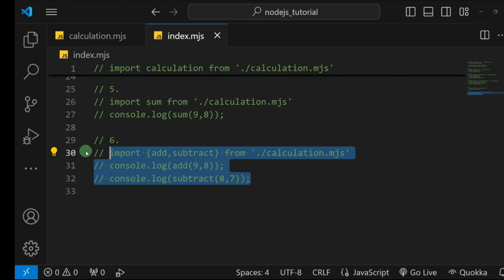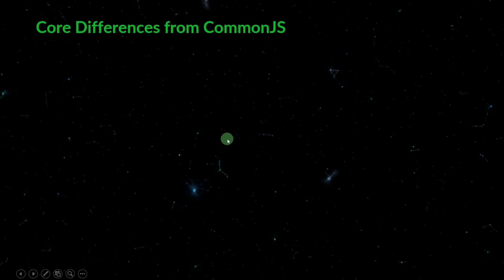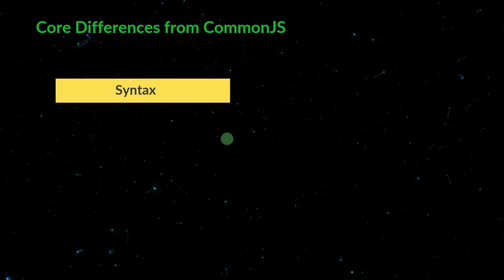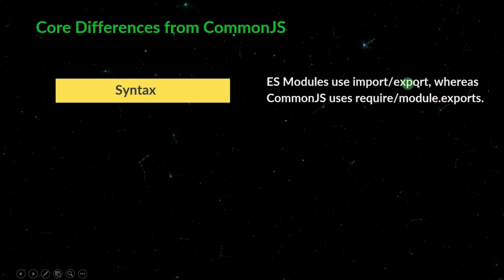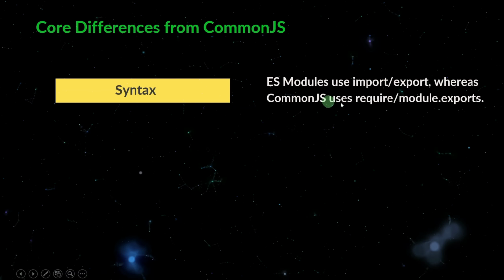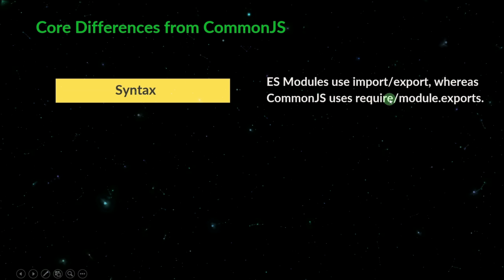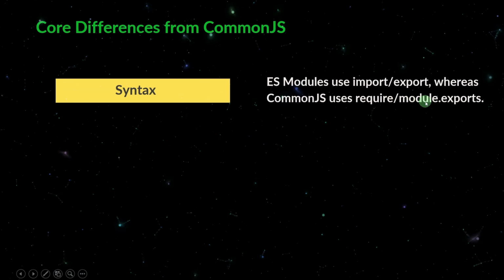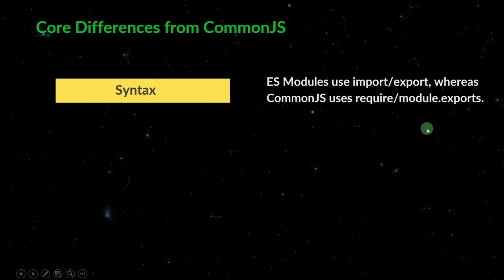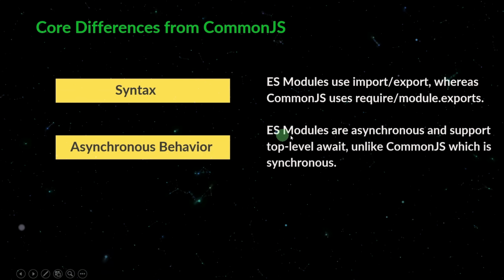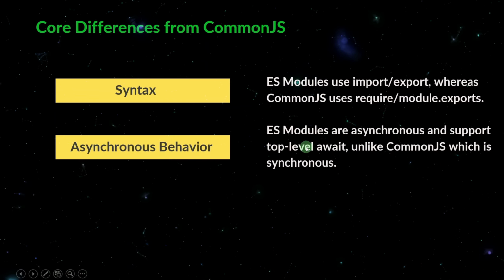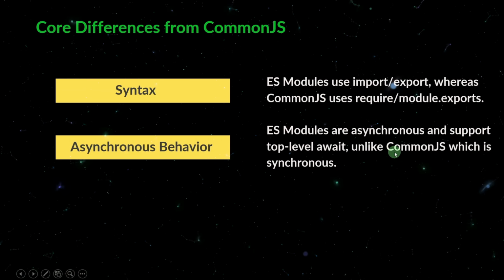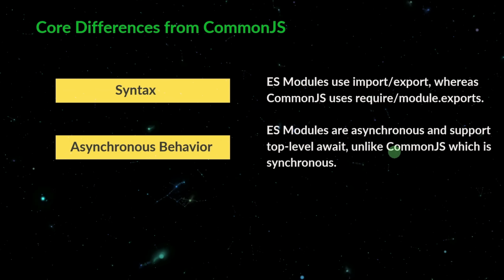So our ESM module supports both named exports and default exports. So let us see 4 differences from common JS. So inside this ES modules, we have used import and export, whereas in common JS, we will be using require function, and to expose the functionality, we have used module.export. Then coming to asynchronous behavior, ES modules are asynchronous and they will be supporting top level await, but this common JS module system is synchronous.